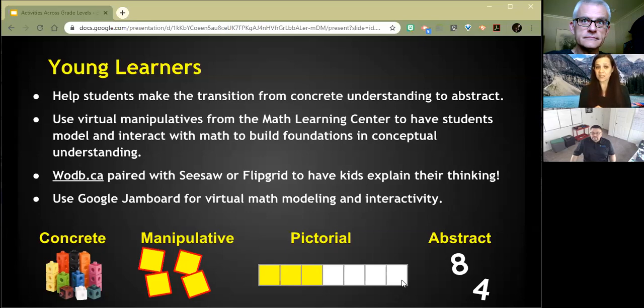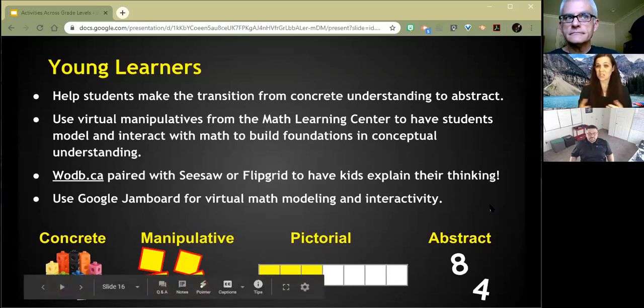One of my favorite places is the Math Learning Center. It's a website that has online math manipulatives. But also, I really love WODB. It stands for Which One Doesn't Belong. We'll look at an example of that in just a moment. But WODB.ca has a wide variety of these fun little math questions that we'll explore in just a second. But then again, any opportunity we could take and pair something like WODB with another tool like Seesaw or Flipgrid allows kids to explain what they see. So we can have this conversation about math.